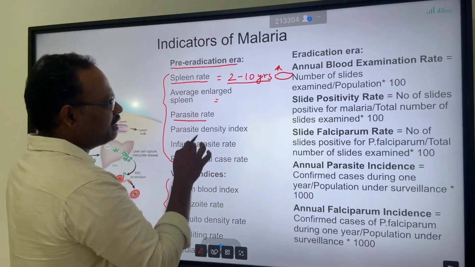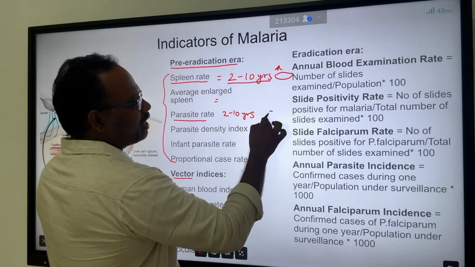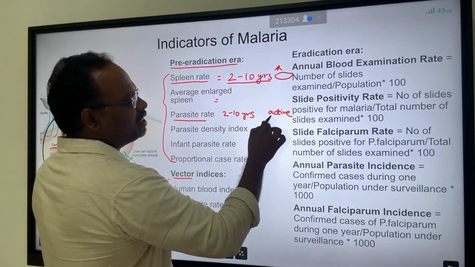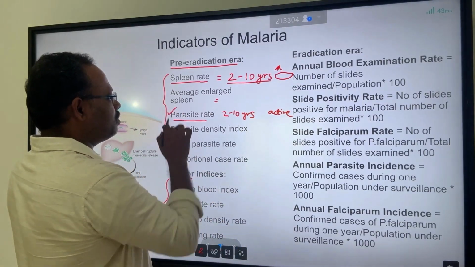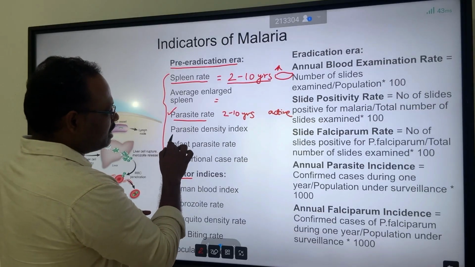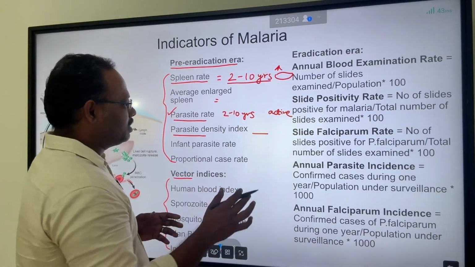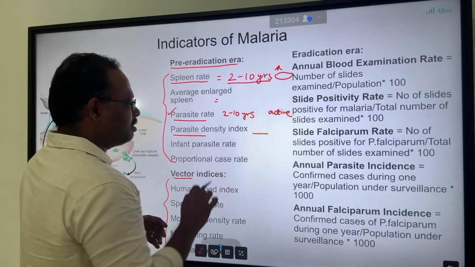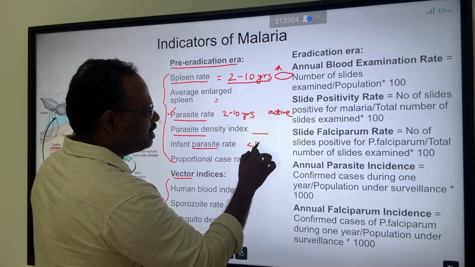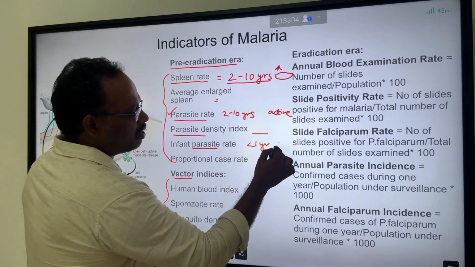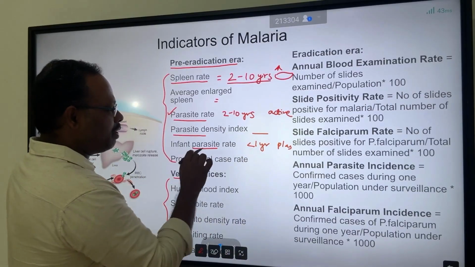Parasite rate among children 2 to 10 years of age is how many have active Plasmodium in their blood, using thick smear blood examination. So that also was used. Then we have the parasite density index, that is, of the positive slides, how many parasites are present. Then we have infant parasite rate, that is, among infants less than 1 year, how many show positive Plasmodium in their blood.